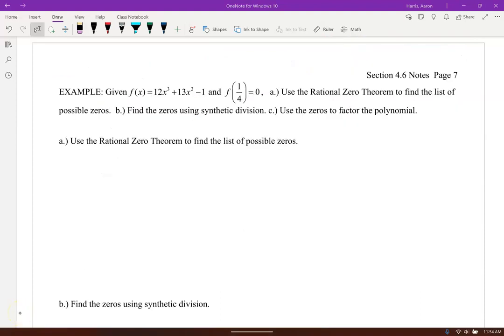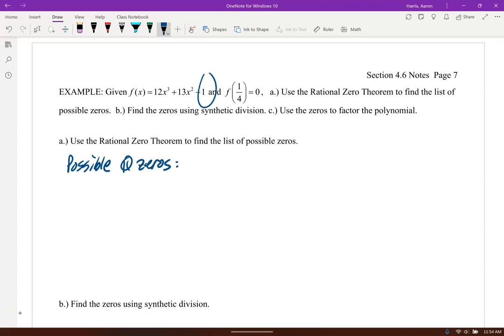All right, this one's a little different. It gives us a function, it's a 3rd degree, and it tells us f of 1/4 is 0. In other words, it's telling us one of the zeros. So let's go ahead and start. Let's list the possible rational zeros again. Let's just make the list.